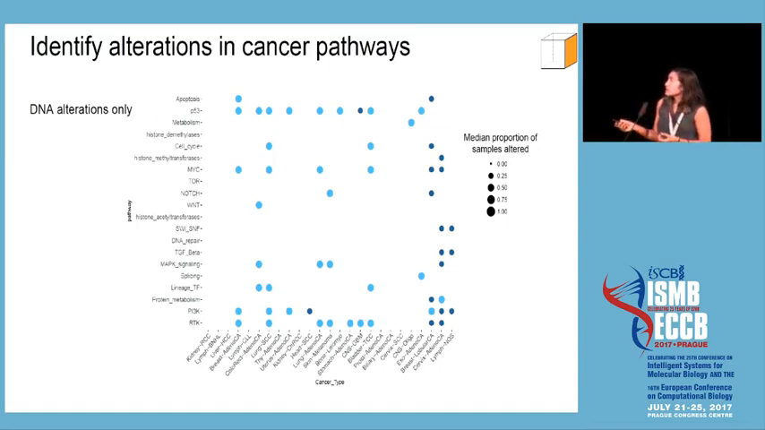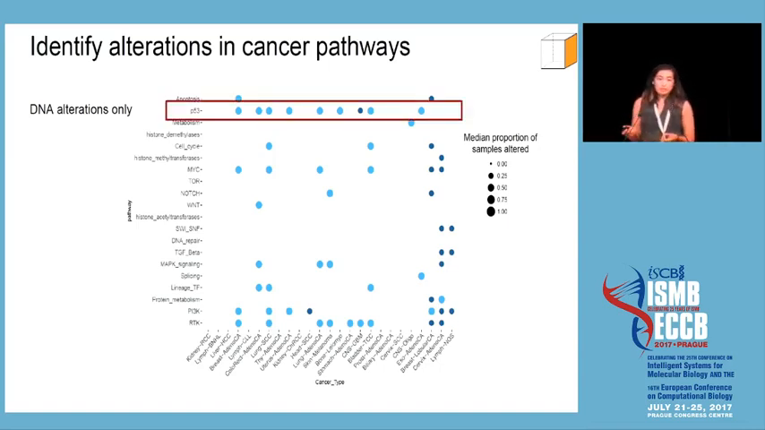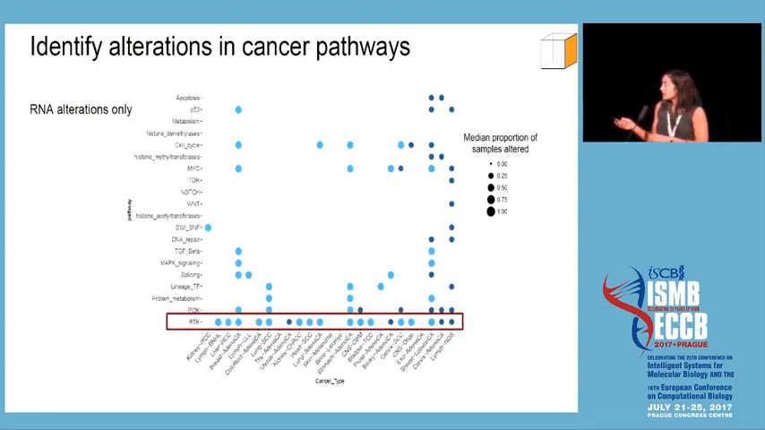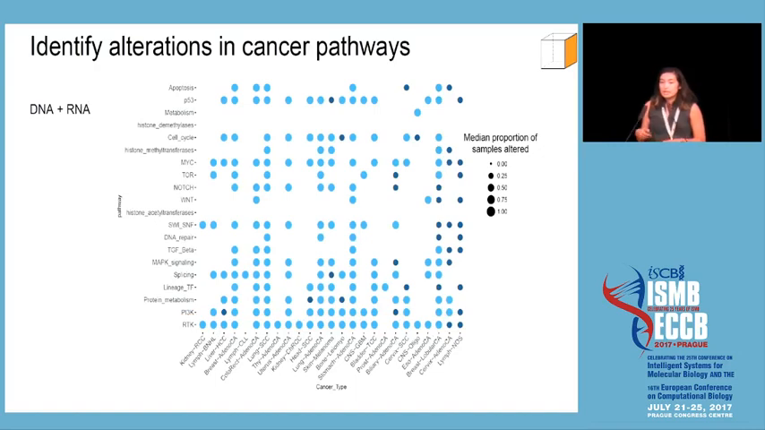So what we see is that, as expected, the P53 pathway is commonly altered across many different cancers on the DNA level. But now if we focus on the RNA level, we see that instead the RTK pathway seems to be most frequently altered. So if we put both DNA and RNA together, first of all, we see that there's many more pathway alterations, but we get a more comprehensive view on how these pathways are altered.